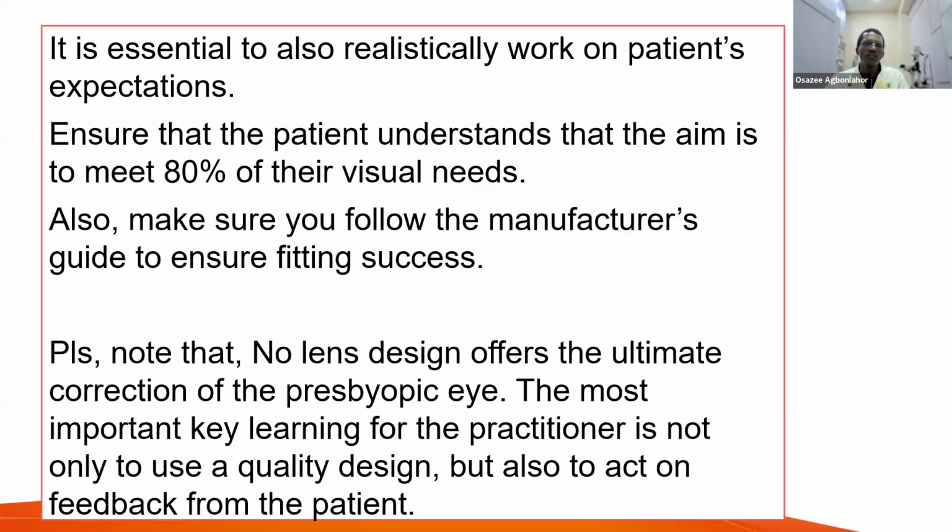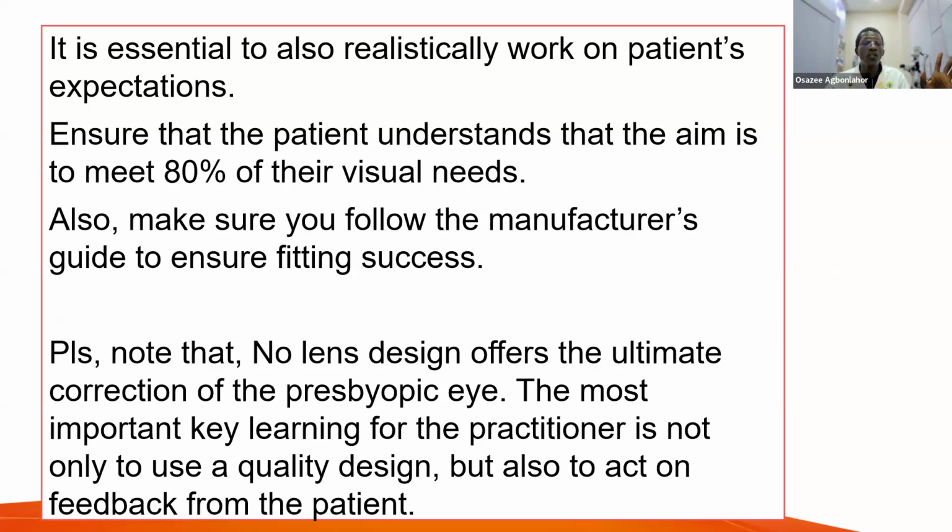And also ensure that the patient understands the aim. We can meet 80 to 90% of their visual needs, not 100%. We can't meet 100% of their needs. Also know that no lens offers the ultimate correction for the presbyopic eye. The most important thing is that you should take note of quality design.